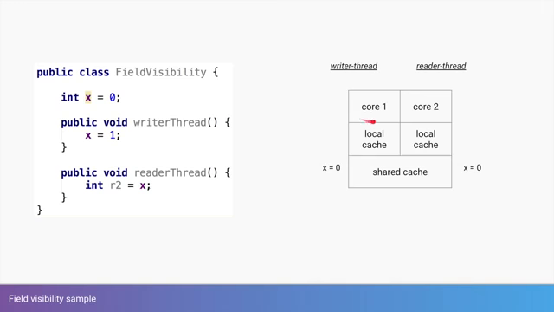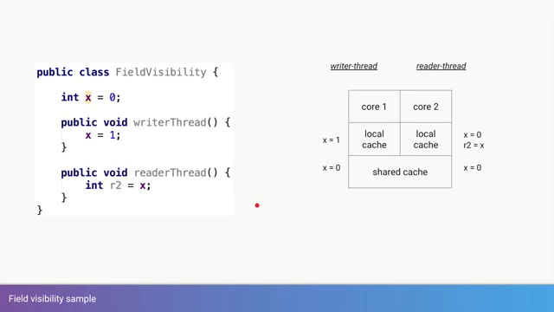So as shown here, let's say writer thread runs on core 1 and reader thread runs on core 2. Here, initially the value will be stored in the shared cache, which could be the RAM, and that value is 0. When the writerThread method is run, that value will be incremented to 1. But that increment will happen only in its local cache. It is completely possible that x equal to 1 is never pushed into the shared cache. In shared cache, the value of x is still 0.